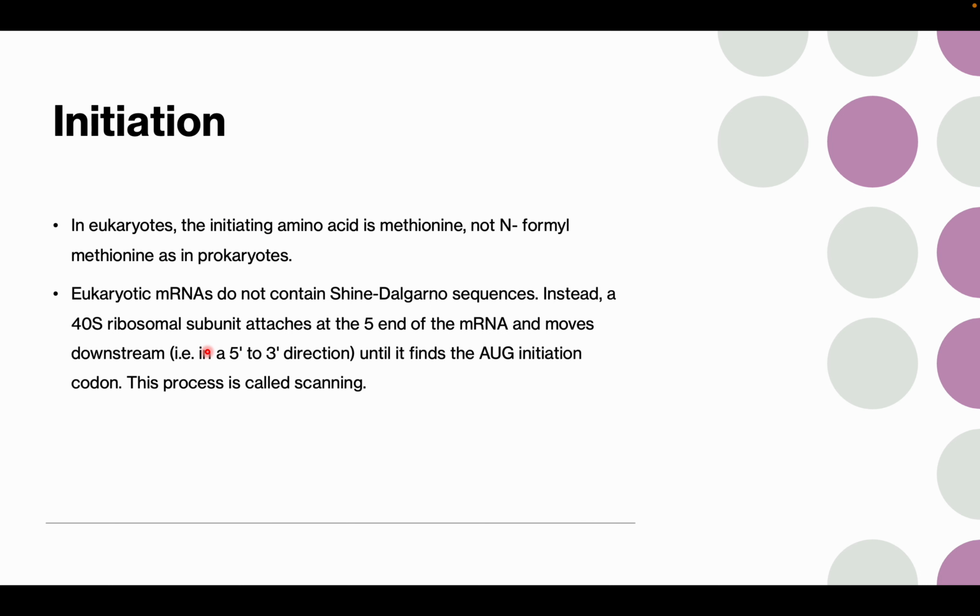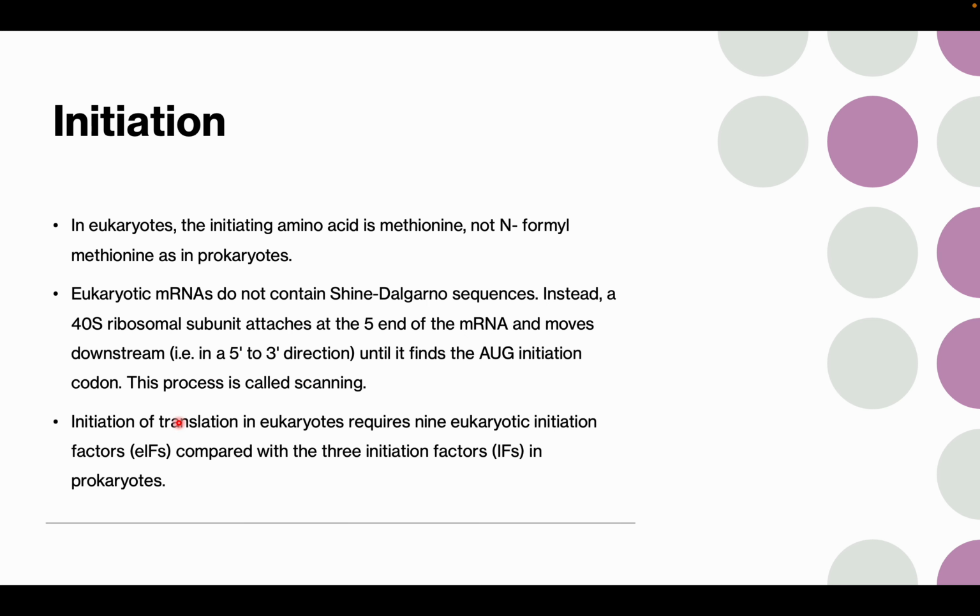So this process of binding, moving, and recognizing the start codon is called scanning. And there are 9 different eukaryotic initiation factors in eukaryotic translation, as compared to the 3 initiation factors which were present in prokaryotes.